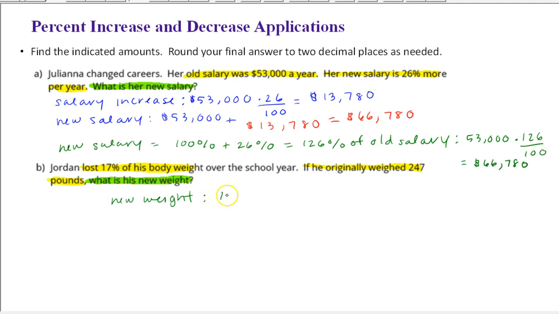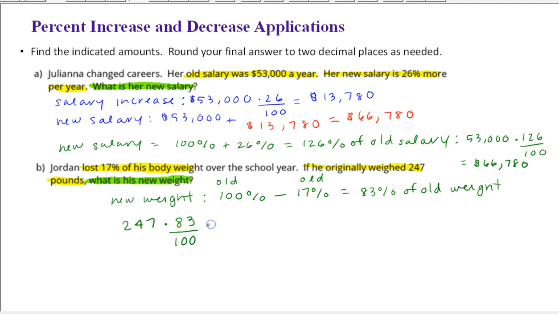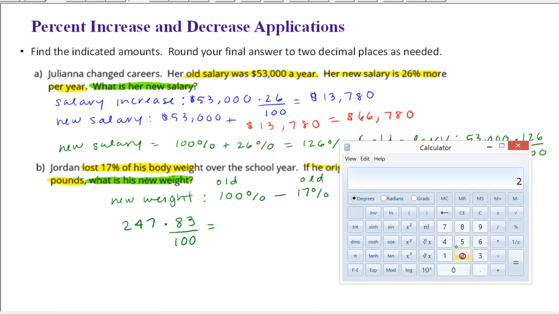So his new weight is going to be his old weight, which is 100%, minus 17% of his old weight, which is 83% of his old weight. So since this is a percent decrease, notice here it was increase, we added the 26% to 100%. Here it's a decrease, so we subtract 17% from the 100%. Now we're going to find 83% of his old weight, which is 247, times 83 out of every 100 pounds he kept. So 247 times 83 over 100 gives us 205.01.